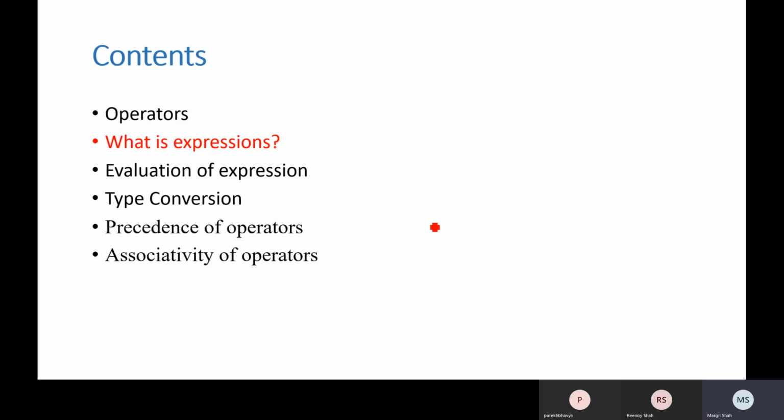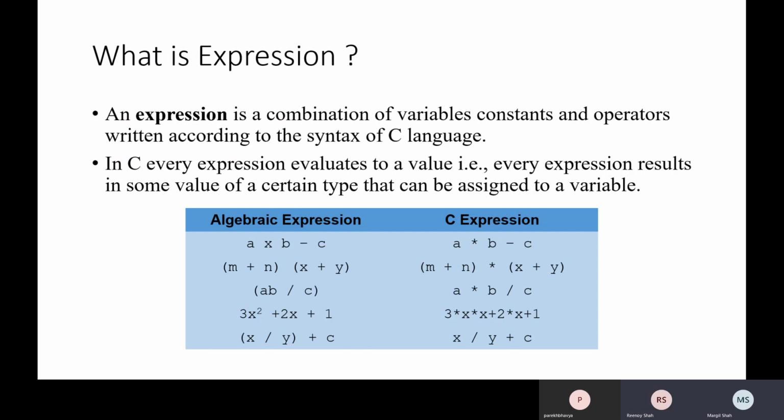What is an expression now? Basically, we understand how to declare a variable, how to work with a data type, how to work with a constant, and how to work with operators. Now, all of these things may be used as a part of an expression. So what is an expression? An expression is a combination of variables, constants, and operators written according to the syntax of the C language.